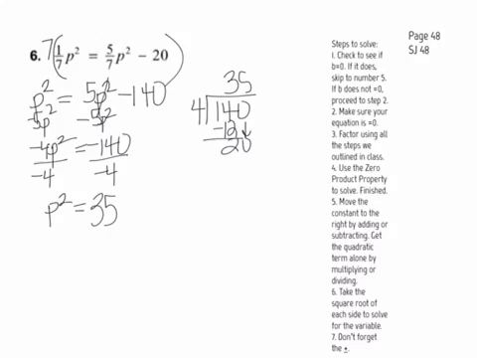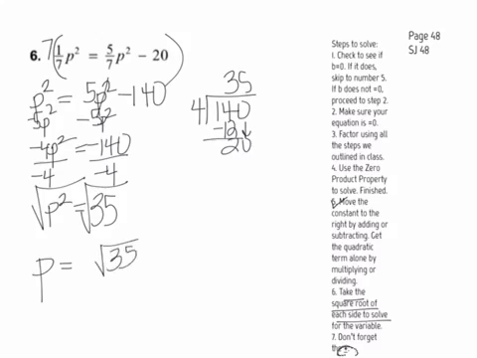Then let's see, we did step 5. Take the square root of both sides to solve. So I'm going to take the square root of both sides. P is going to equal, is 35 a perfect square? No. So the square root of 35, and look at number 7. Don't forget the plus or minus. Plus or minus the square root of 35. So that's the answer to number 6.